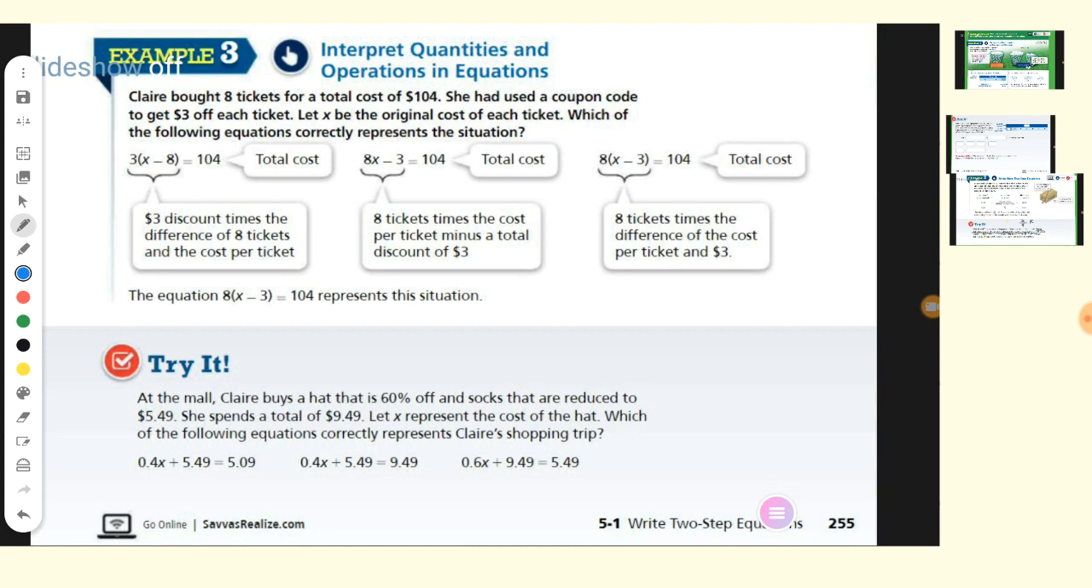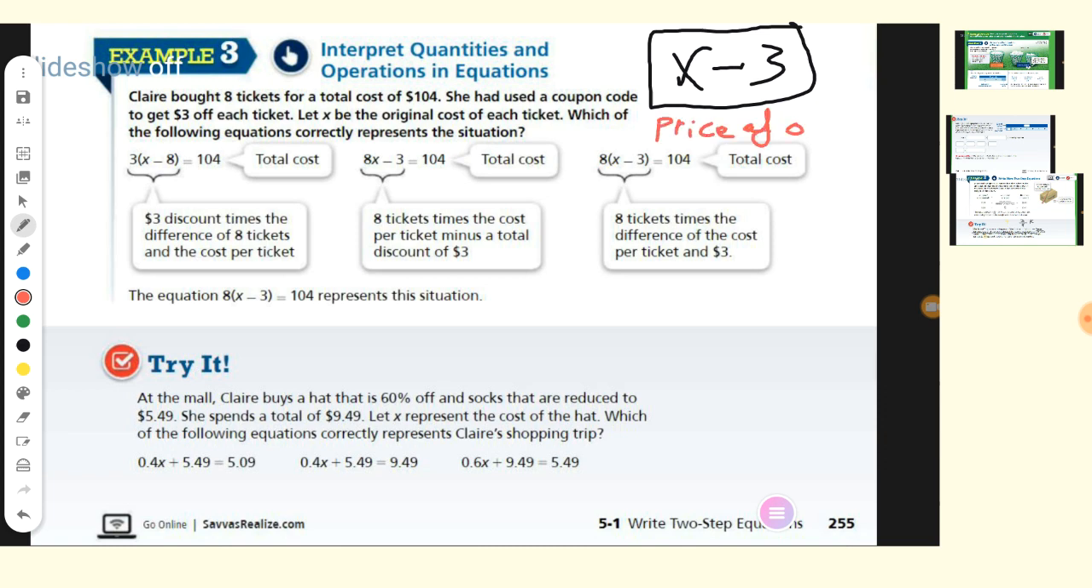After she used the coupon, the cost of the ticket will be what? The original cost is X. Then we will take off 3, so it's minus 3. So the price of the ticket now is X minus 3. This is the price of one ticket.